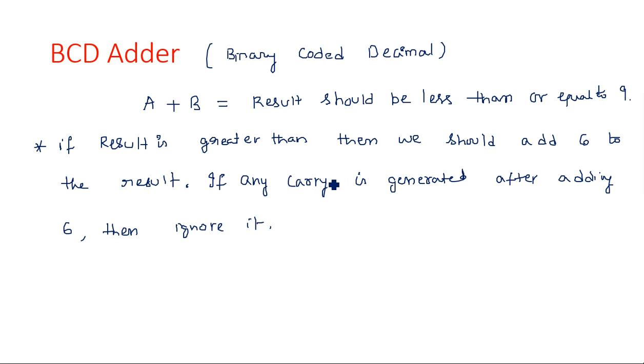So in BCD adder, when we are having two 4-bit numbers addition, if the result is greater than 9, then we have to add 6. If the result is less than 9, then we need not do anything, the result is directly the final result. If any result is greater than 9, then we have to add 6. What do you mean by 6? 6 in binary format is 0110. This value should be added to the result.